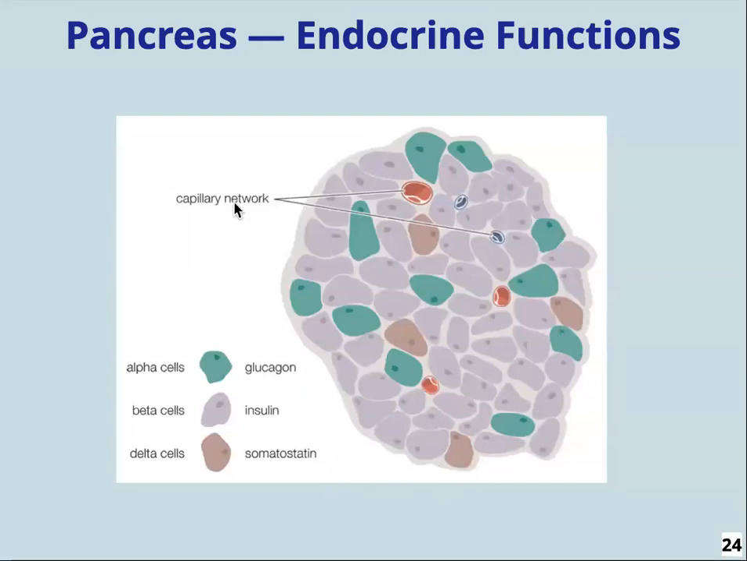And this is something we mentioned already as well, the endocrine function of the pancreas. The alpha cells secrete glucagon, beta cells secrete insulin. We also have delta cells that secrete somatostatin.